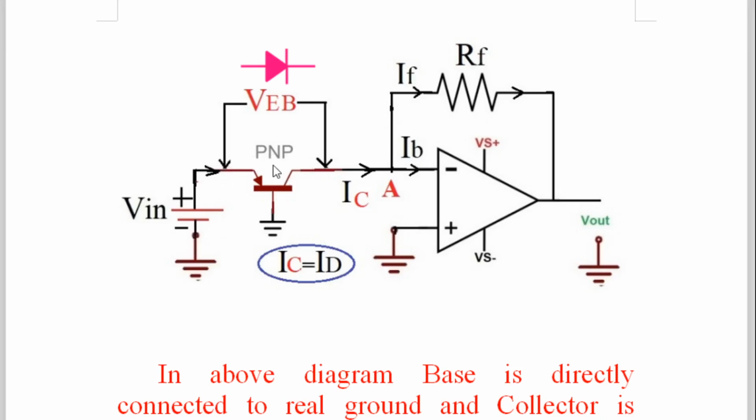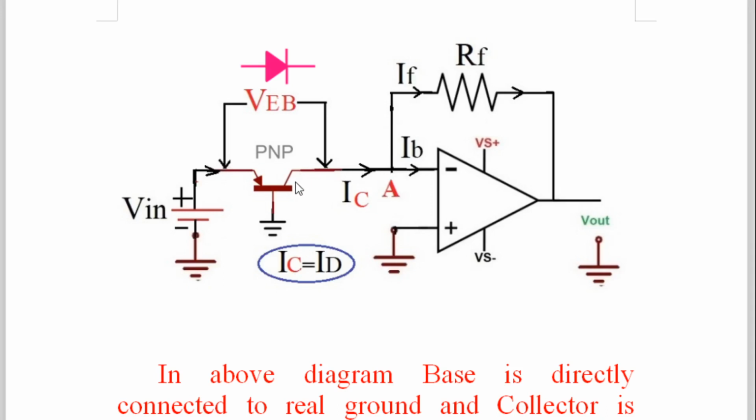We have taken a PNP transistor, and in the PNP transistor, the base is connected to the real ground. Real ground means the dual power supply junction, and the collector is connected to the point A, which is called virtual ground, because in an op-amp whenever feedback is done with the help of RF, the junction point of the input and feedback point is called virtual ground. That is indicated by the symbol capital A, and the voltage at that point A will be VA, and this virtual ground voltage is always 0 volt.